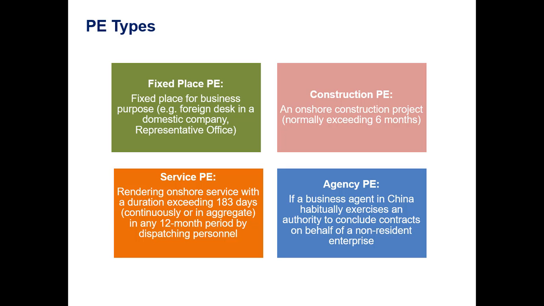The fourth type of PE is called agency PE. If a business agent in China habitually exercises authority to conclude contracts on behalf of the non-resident enterprise, this business agent will be treated as an agency PE here in China.